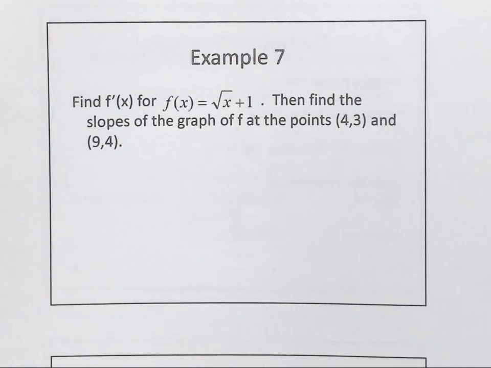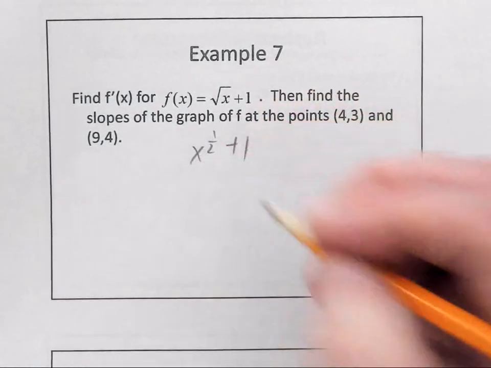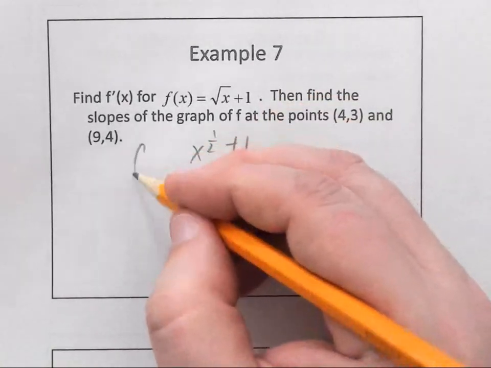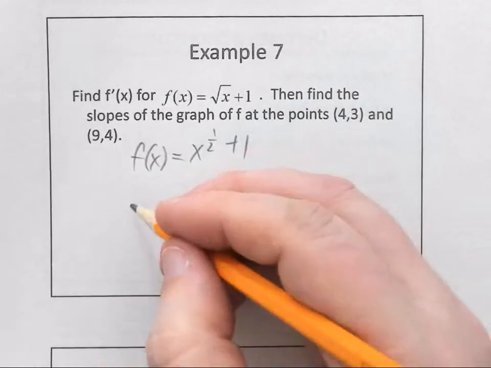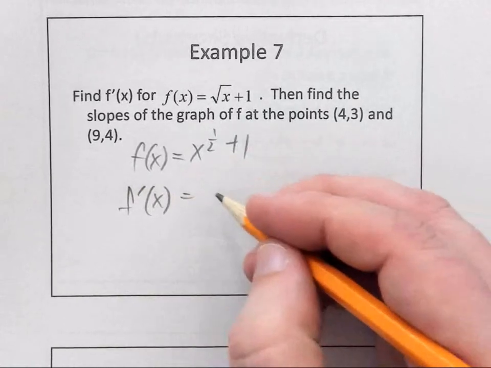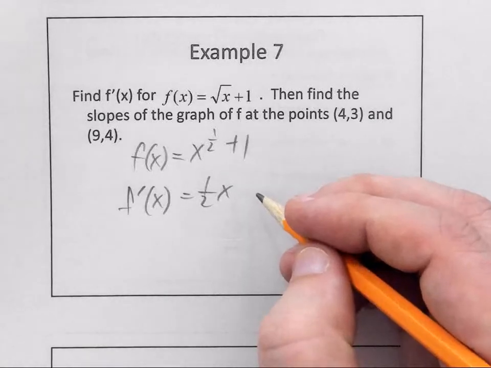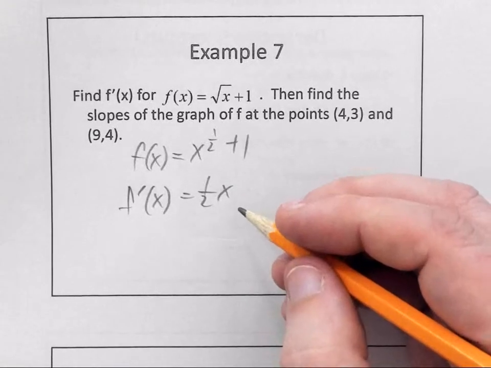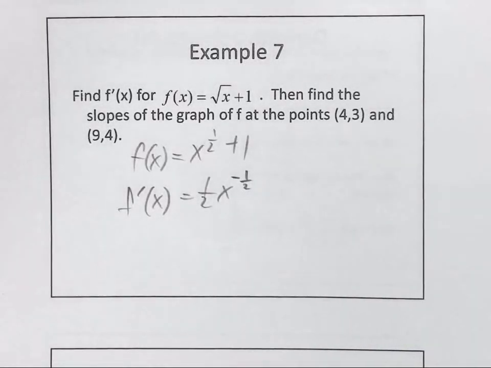Alright, so how would I find the derivative for this one? So she's writing it in exponent form instead of that square root form. And then you do 1 half times x plus 1. What would your exponents become? Negative 1 half, because you subtract 1 from the exponent. It drops by 1 whole.